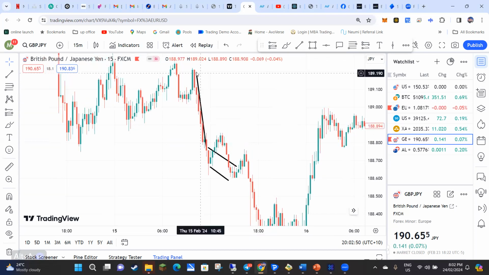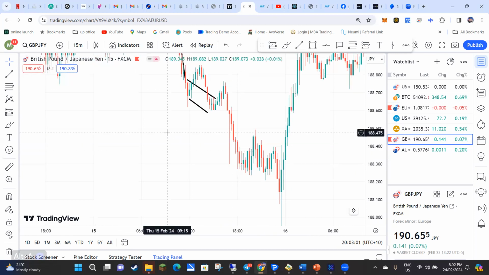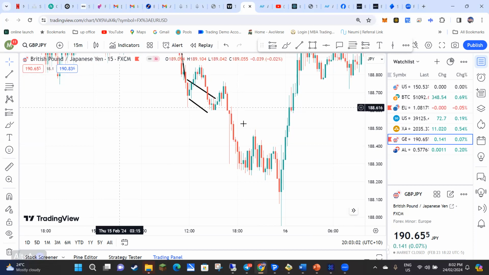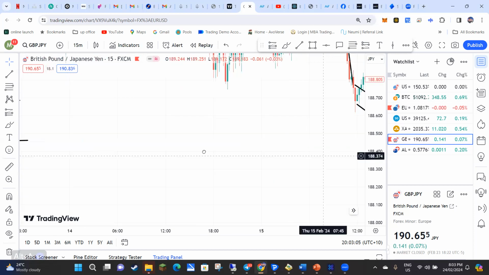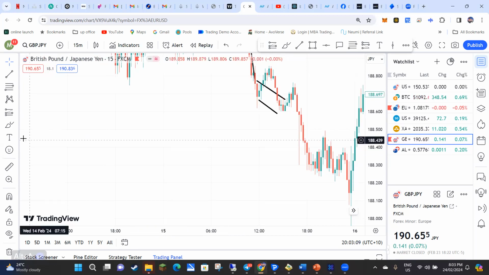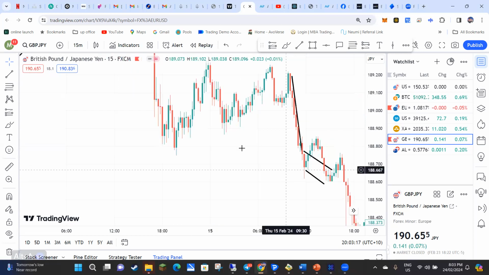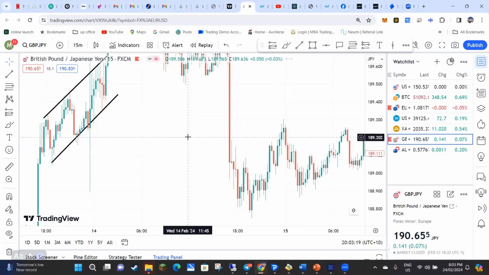You'll hear people say the length of this flag pole will be how far it'll drop again. That can be true, I suppose, but it's also going to depend on what's happened to the left. If you look far enough left, you might find support here, in which case, that's as far as you can expect the market to go. But that's flags, flag poles, whatever you want to call them.